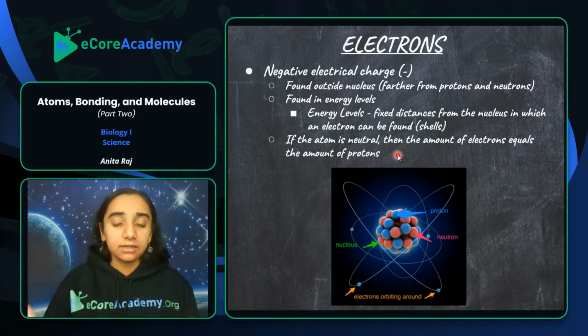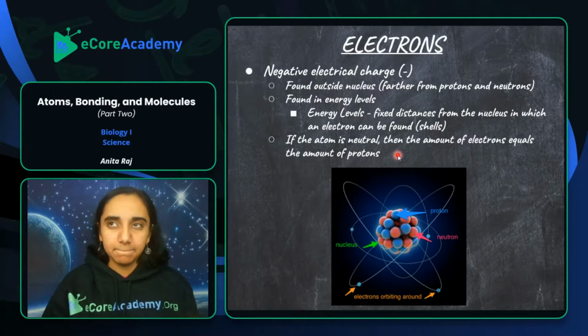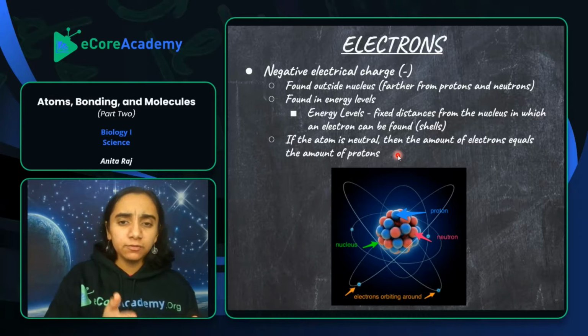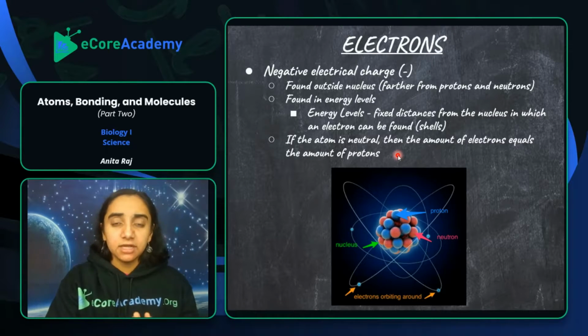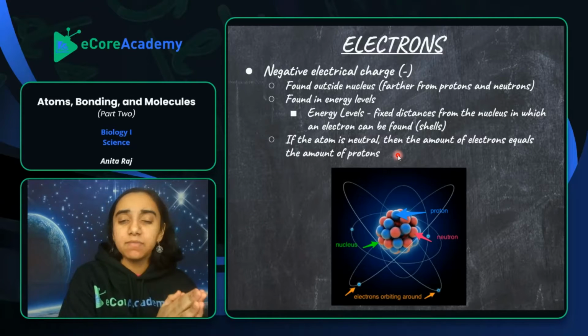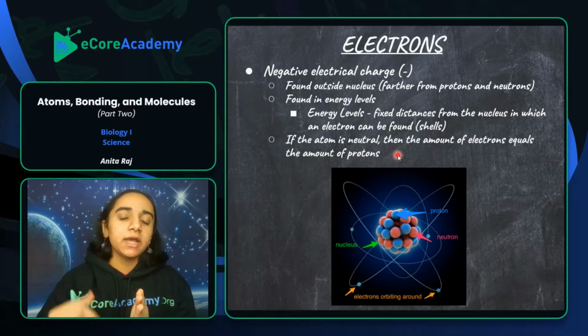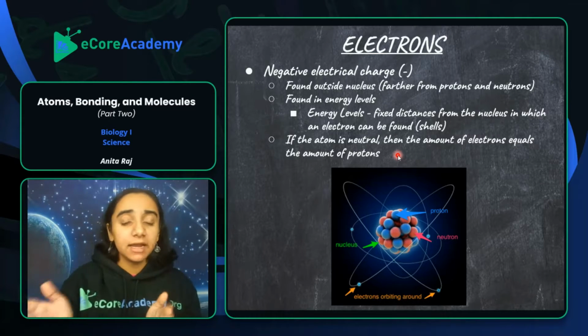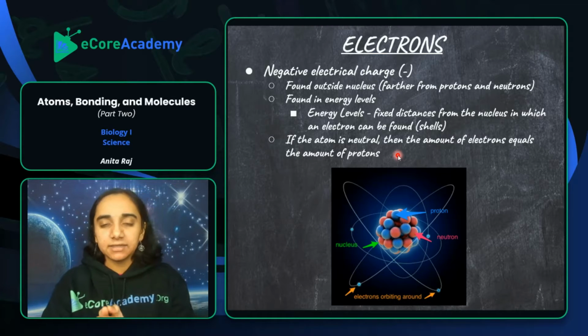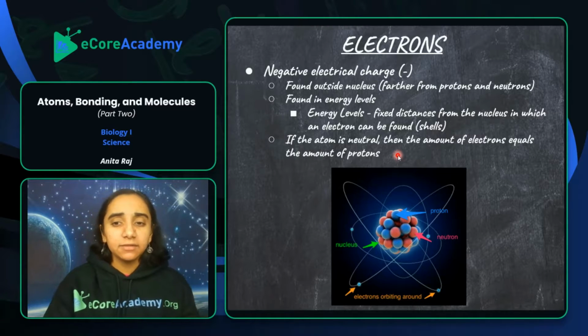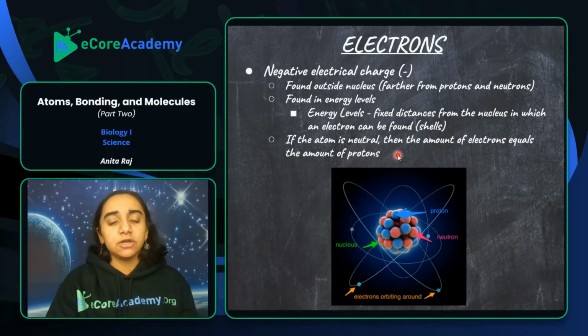So let's think about an oxygen atom. An oxygen atom has 8 protons. So if we want to have a neutral oxygen atom, we have 8 protons, and that gives us a +8 charge. So we have a high positive charge. We want to bring that down to 0 to make the atom neutral. So what do we do? We add 8 electrons, which are a -8 charge. So +8 minus 8 is equal to 0. So when an atom is neutral, you'll have the amount of electrons equal the amount of protons.